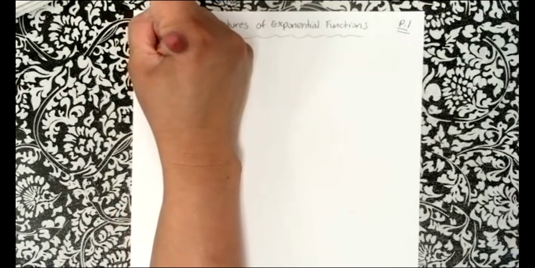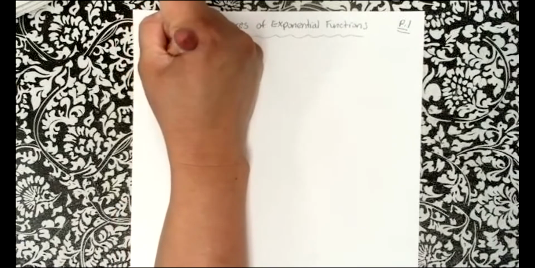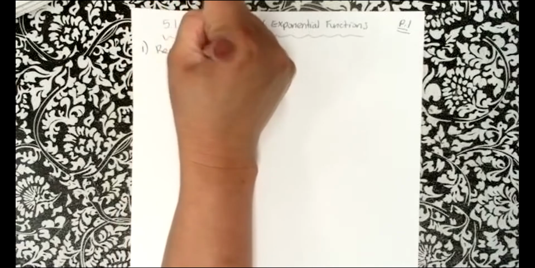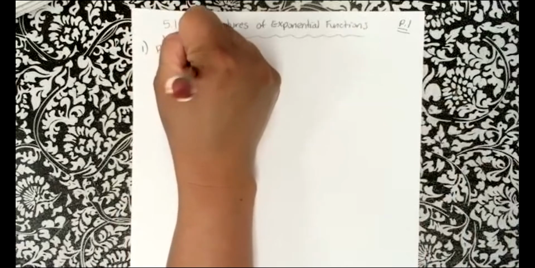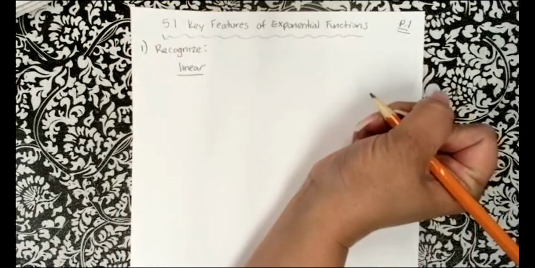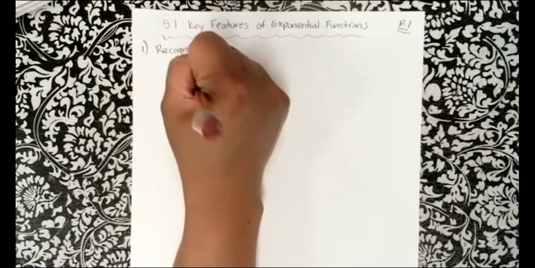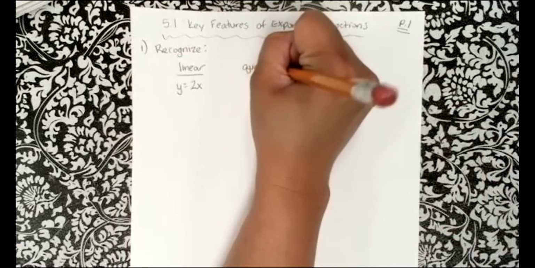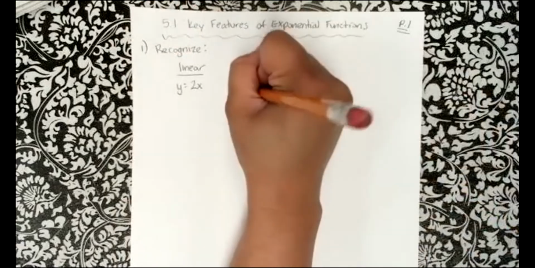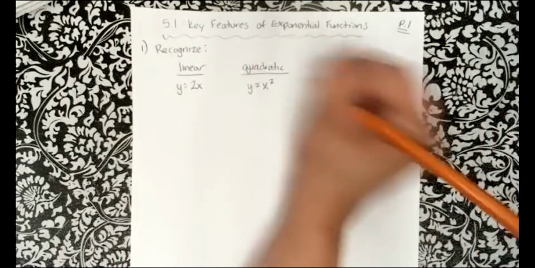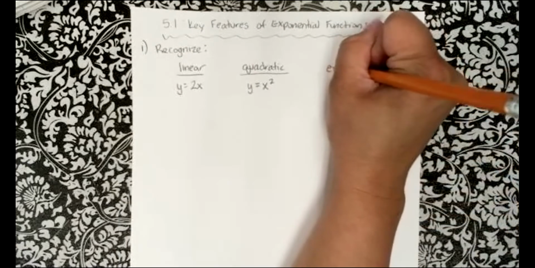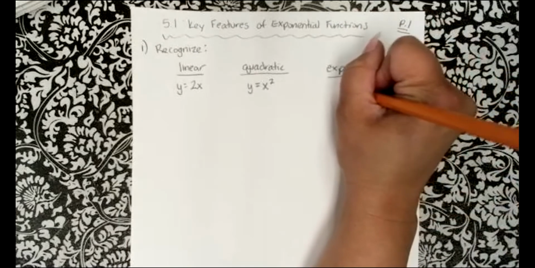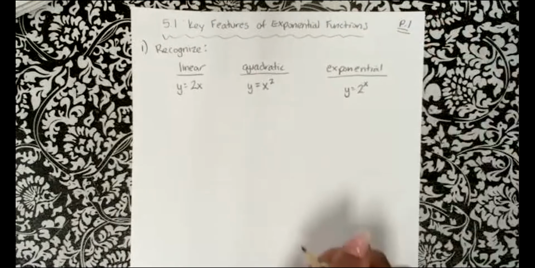All right, I need you to recognize the difference between three equations. We have a linear, which is like y equals mx plus b, or y equals 2x. We have a quadratic, which has to have an x squared in it. And then we have an exponential. An exponential means the variable is the exponent. So you'll have like y equals 2 to the x power.